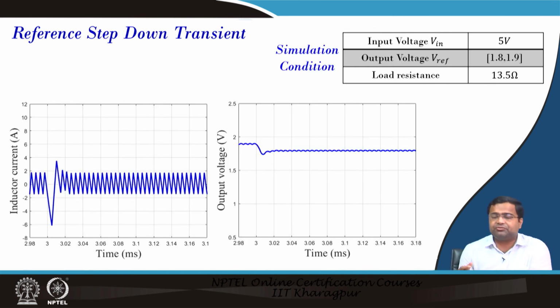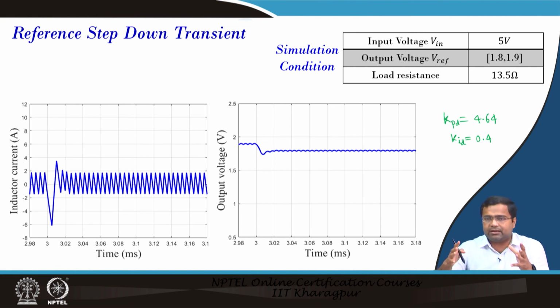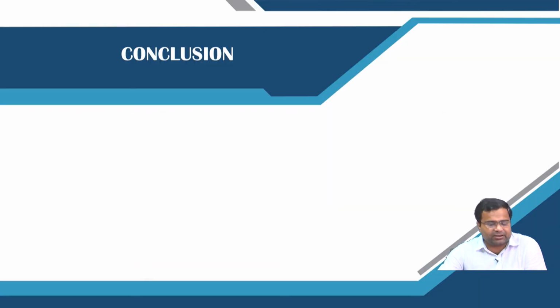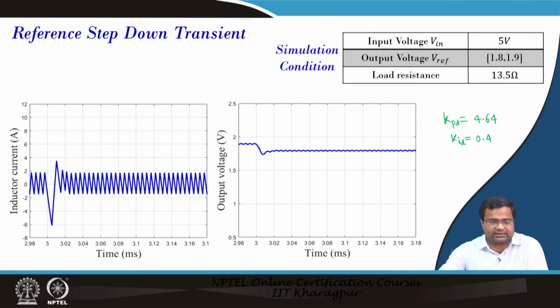So, we can get a reasonably fast transient response, and in all cases we are using Kp equal to 4.64 and discrete time integral gain KID equal to 0.4, and Kp for continuous time and discrete time are the same. In the subsequent lecture, we are going to show a hardware case study.